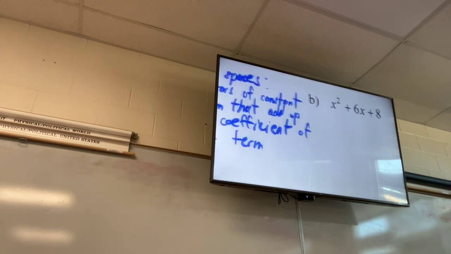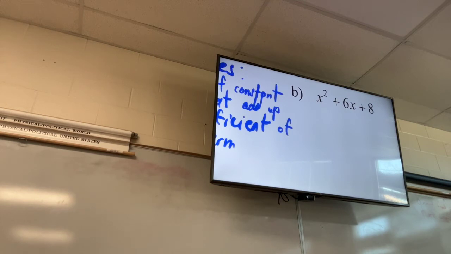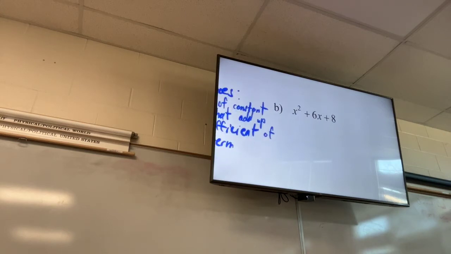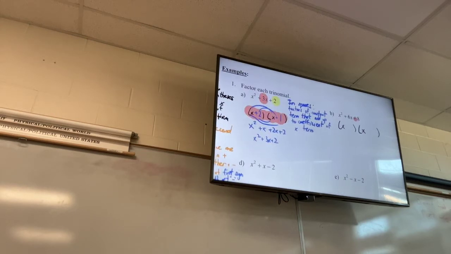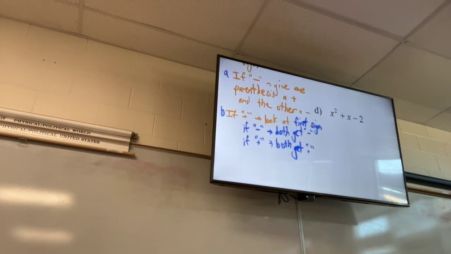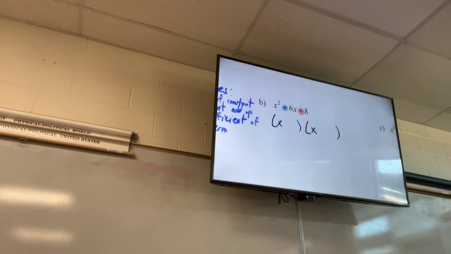Okay, B. What's my first step? Mason, what's my first step? Your first step would be to try to find the GCF, but there is none. Yes, there isn't one. So what do I do? Then you would put 2 parentheses down, and then you put an x in front of both of them. Yes. And I look at what? You look at the last sign, and since it's positive, you look at the first one. The first one's positive. So what do I get? You would get 2 plus signs.